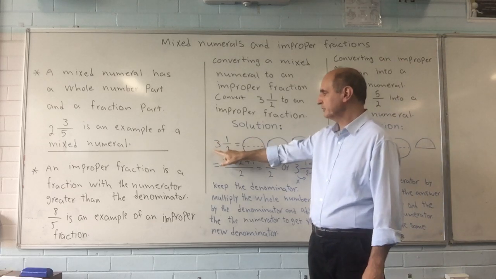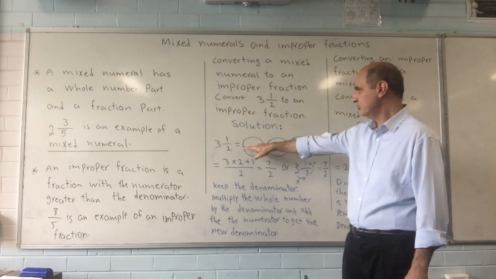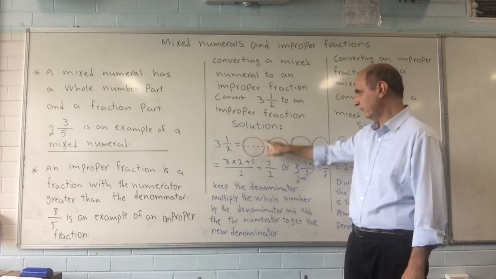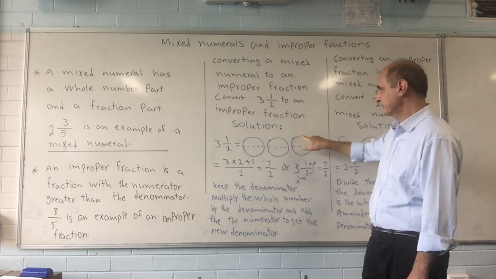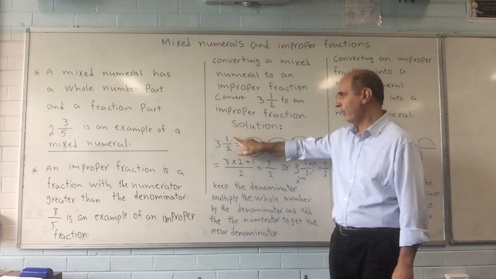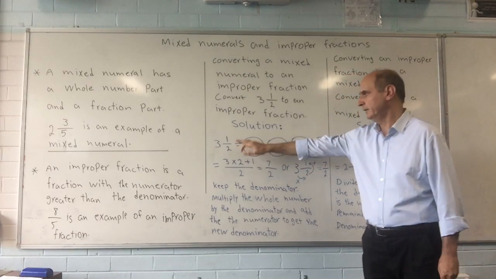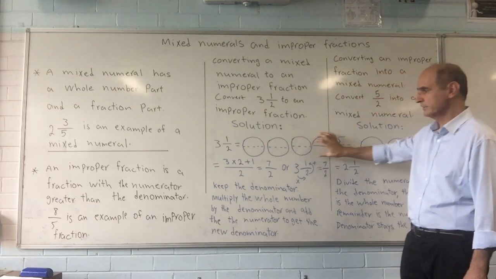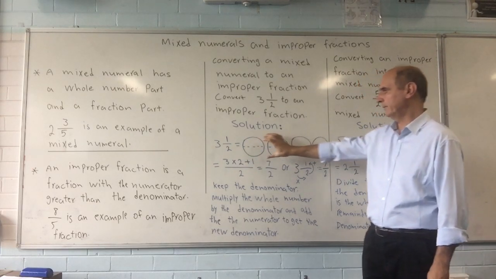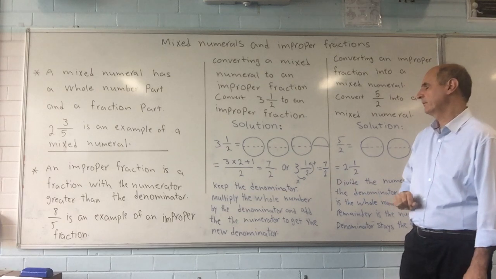That means I have 3 wholes. I'm showing each whole as a full circle. That's 1, that's 2, that's 3. 3 wholes and a half. And this is the half. So 3 and 1/2 means this, if we show it in shapes.